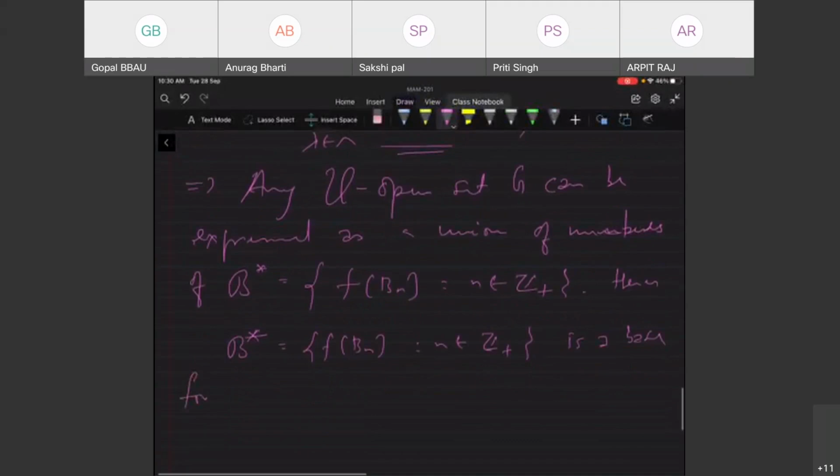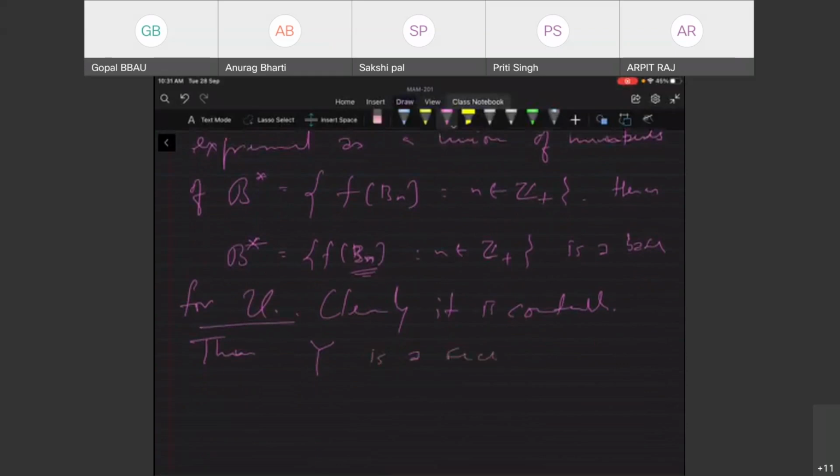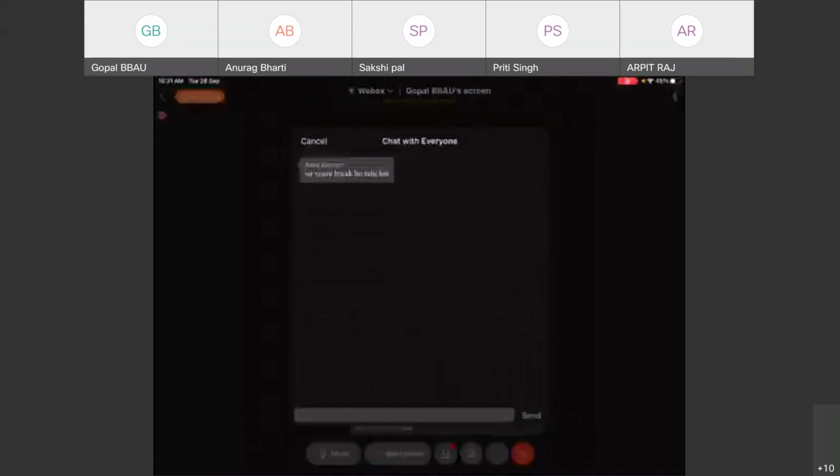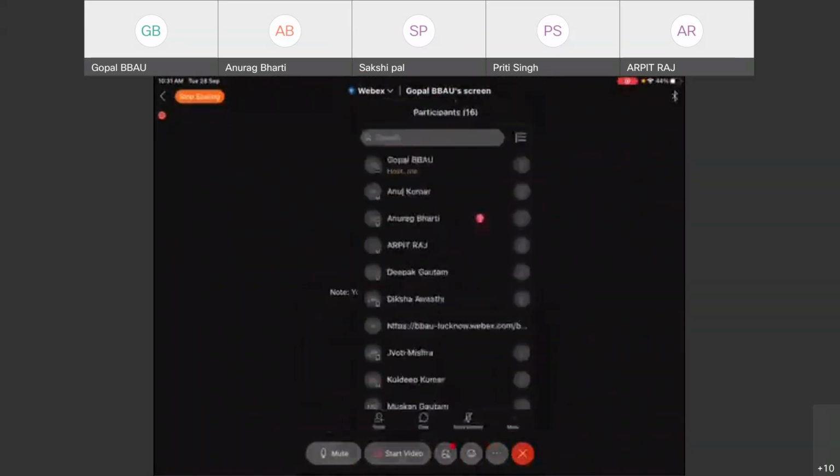Base for U. Okay. And clearly it is countable because it depends only on U. Clearly it is countable. Thus, you have seen why you have proven that Y is a second countable space. Okay? Any doubt? No, sir. Okay.